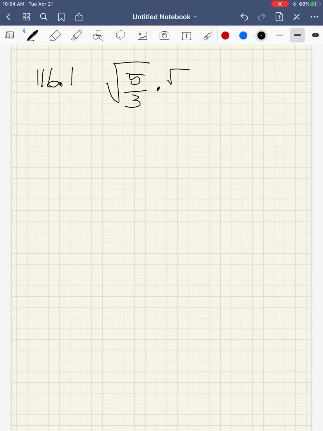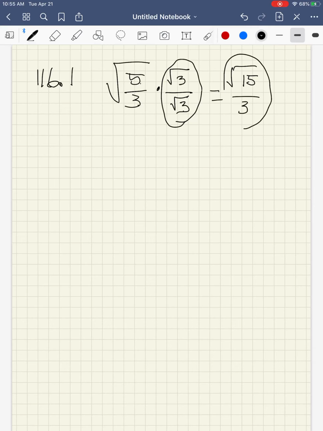So if we multiply by square root of 3 over square root of 3, we can get rid of that radical. And the reason we multiply by square root of 3 over square root of 3 is because this just has a value of 1. And we can multiply by any form of 1 that we need to. So here, square root of 5 times square root of 3 is square root of 15. And down here, square root of 3 times square root of 3 is 3. So that's it.